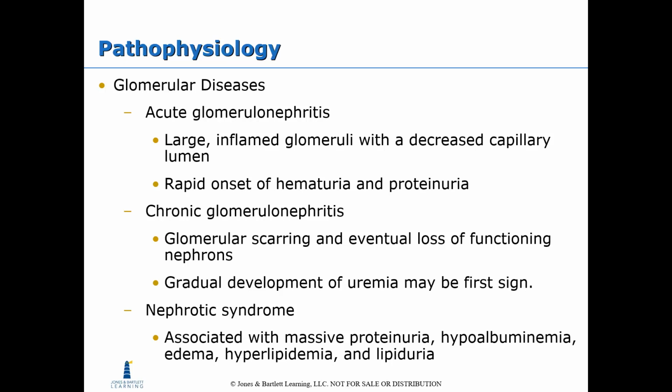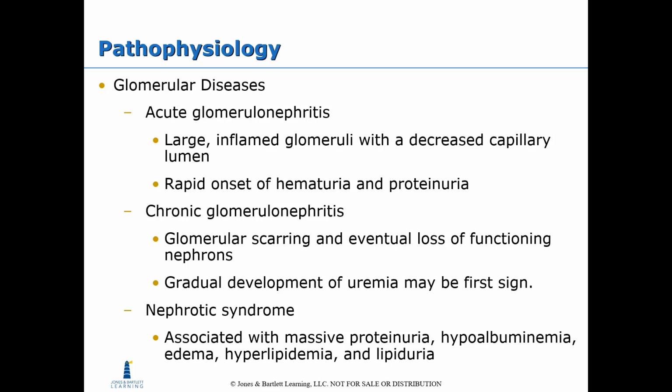Talking a little bit more about the pathophysiology, acute glomerular nephritis is characterized by large inflamed glomeruli with a decreased capillary lumen, and rapid onset of hematuria and proteinuria. Hematuria is blood in the urine, and proteinuria is protein in the urine. If suddenly you have a rapid onset of blood and protein in the urine, we would classify that as acute glomerular nephritis. Chronic glomerular nephritis is glomerular scarring and eventual loss of function of the nephrons. So gradual development of uremia may be the first sign.